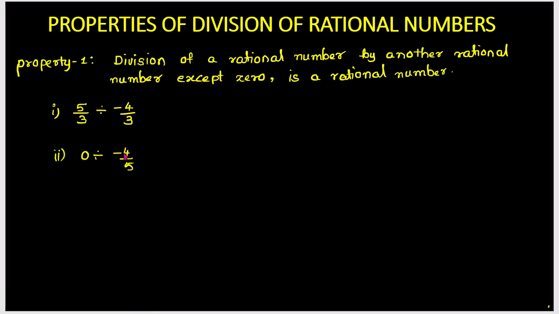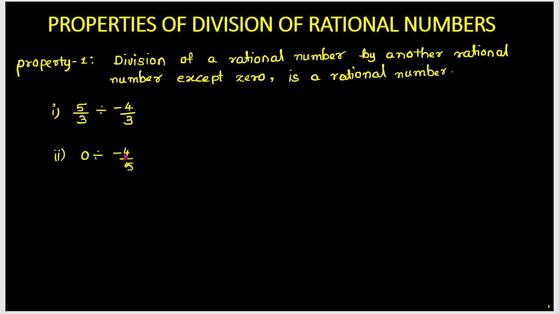Okay children, today you are going to learn the properties of division of rational numbers. The first property, here it is. Division of a rational number by another rational number except 0 is again a rational number. So here two examples I have given. We are dividing a rational number by another rational number.